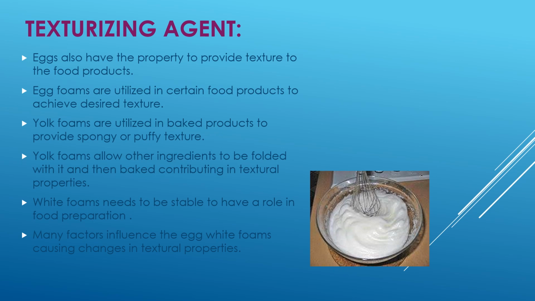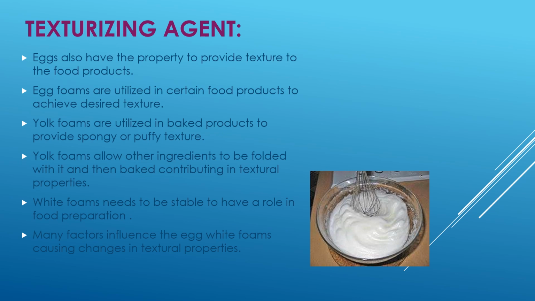Eggs may be used as a texturizing agent. They have the property to provide texture to the food product, especially baked products. Egg foams are utilized in certain food products to achieve desired texture. Yolk foams are utilized in baked products to provide a spongy or puffy texture, while yolk foams allow other ingredients to be folded with them and then baked, contributing to textural properties. White foams need to be stable to have a role in food preparation. Many factors influence egg white foams, causing changes in textural properties.